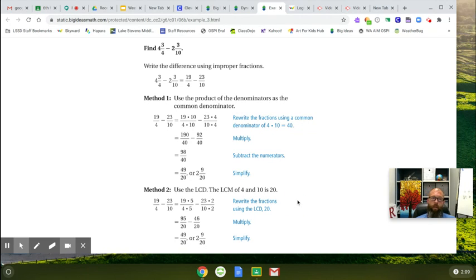All right, I'm going to leave this video just like that because it's been long enough, but these were two different methods on how to solve subtraction of mixed numbers. So lots of steps here. Make sure you get it written down.